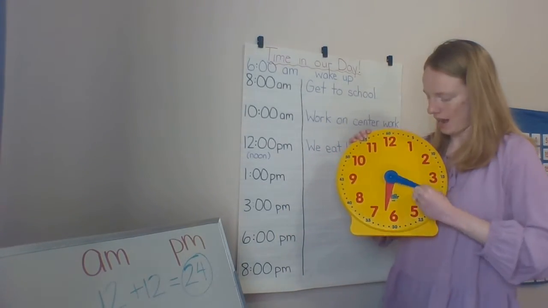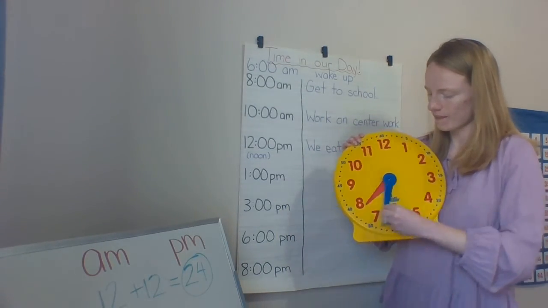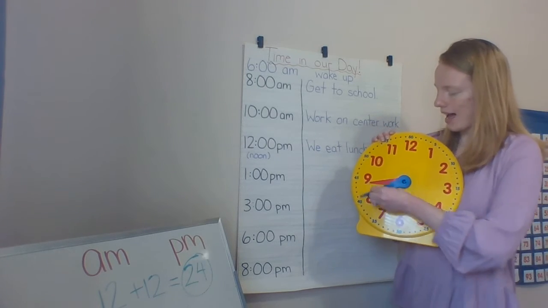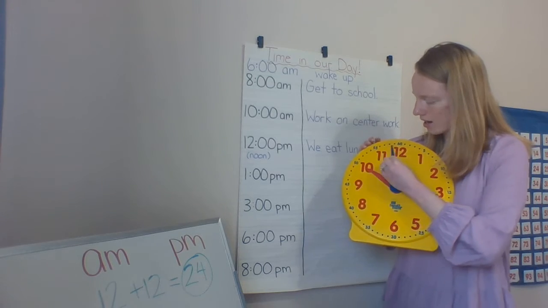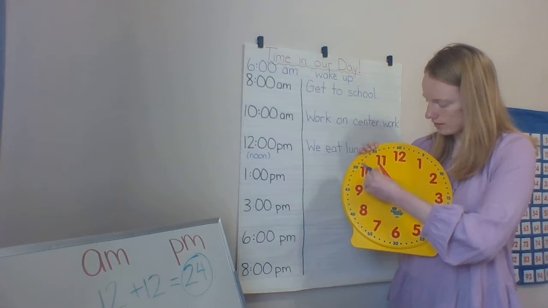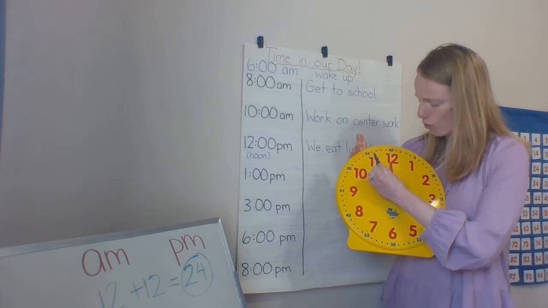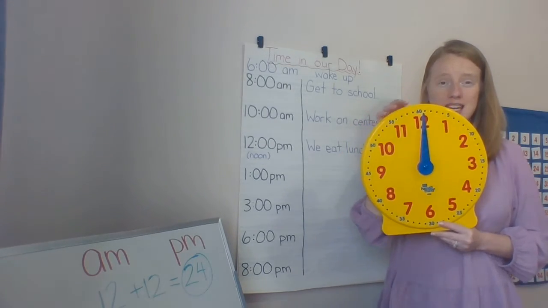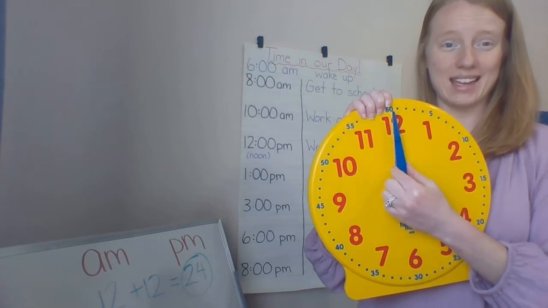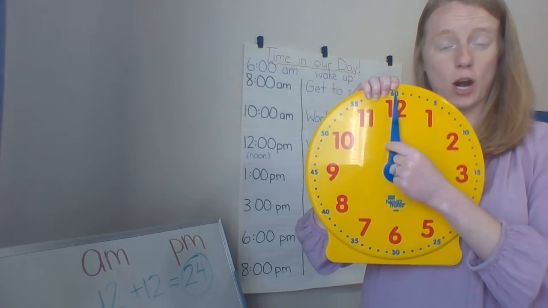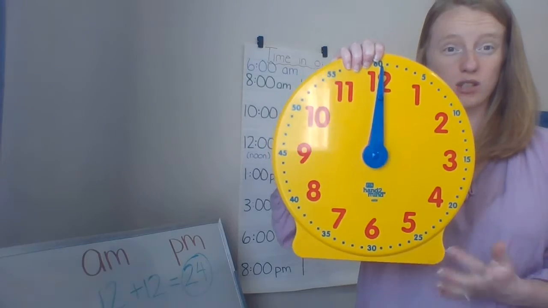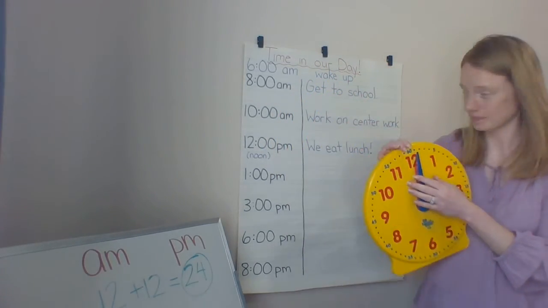Okay? Now it's time to go to school at 8 o'clock. At 10 o'clock in the morning, we're doing our centers. And at 12 o'clock, it's time to eat lunch. So at 12 o'clock, the hour hand and the minute hand are both pointing up at the 12. So you might not be able to see both of them, so you just know that they're both pointing straight up.